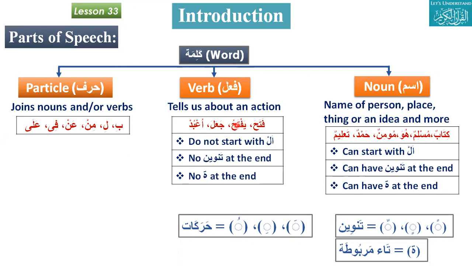These are verbs. And the most important thing we should remember about the verb is that it will never start with al. There will be no tanween at the end, and there will be no ta marbuta at the end. So these are some things that we have to recognize. We practiced many words, but the important thing to remember in fi'il is that it will not start with al, there will be no tanween at the end, and there is no ta marbuta at the end. Ayan, would you please repeat this?